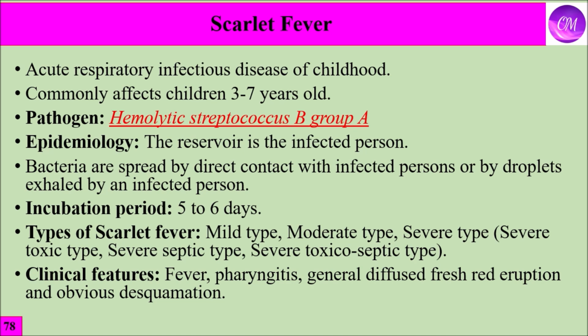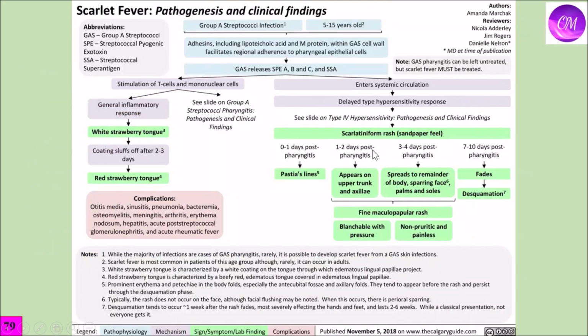And there are types of scarlet fever. Mild type, moderate type, severe type. Severe type also has some subtypes. The severe toxic type, severe septic type, and severe toxicoseptic type. Clinical features are fever, pharyngitis, general diffuse bright red eruption, and abundant desquamation.